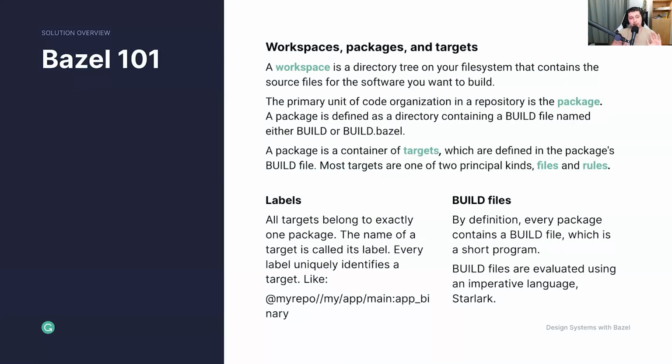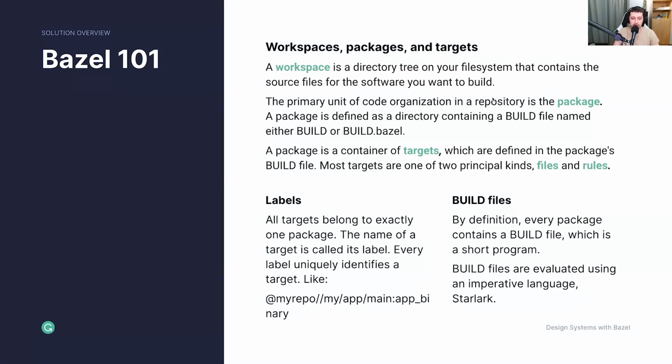So, a very quick Bazel 101. Bazel has workspaces, packages, and targets. A workspace is a directory tree on your file system that contains the source files for the software you want to build. The primary unit of code organization in a repository is a package, and a package is defined as a directory containing build files. A package is a container of targets, which are defined in the build files, and most targets are one of two principal kinds, like files and rules.